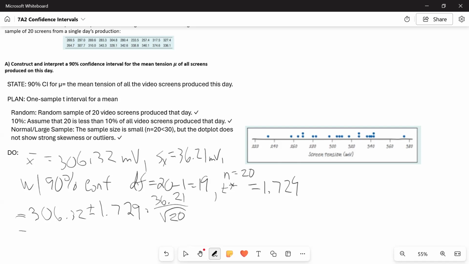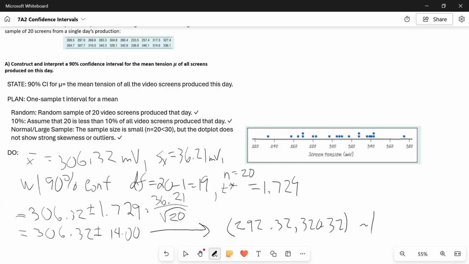So this is going to be 306.32 plus or minus 14.00, giving us a confidence interval of 292.32, comma, 320.32, with degrees of freedom of 19. Okay, so using technology, you can construct the confidence interval as I showed you in the previous video.